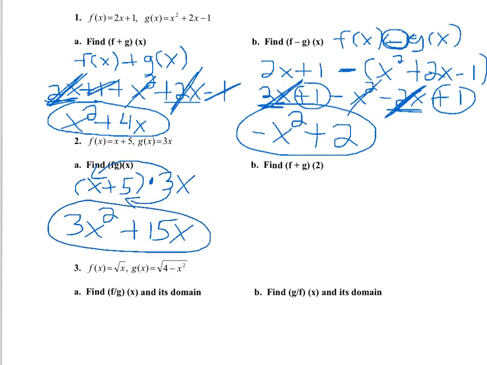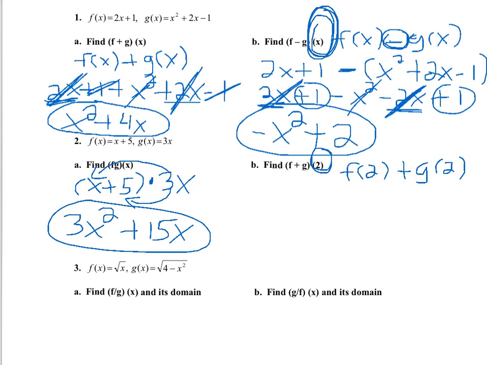Okay, now this is a little bit different. For b, it says f plus g of 2. Well, normally, you see here what I'm highlighting, normally we have x. Well, what this means is we're replacing that x with 2. So what this means is we're going to take the function of 2 plus g of 2. So we're just going to substitute x equals 2 in for f and g.